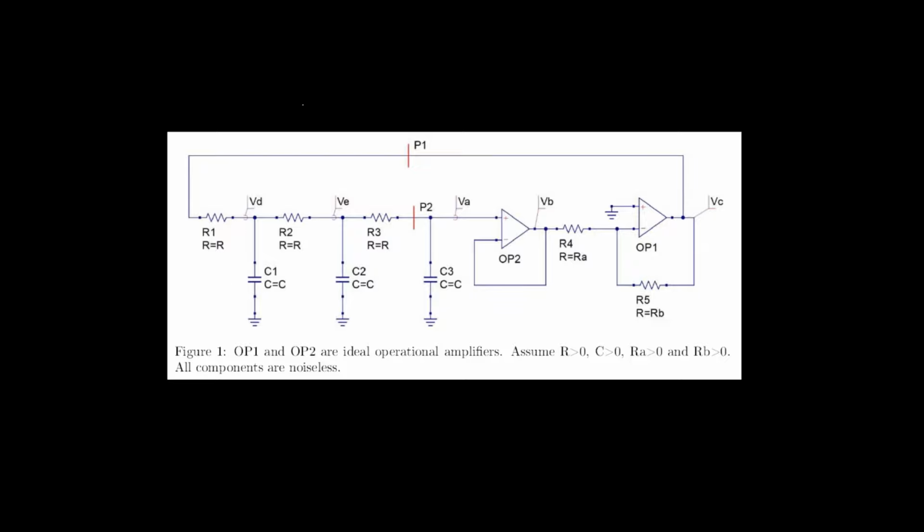We have a frequency selective network, beta, right over here, which consists of these three RC sections. We have a buffer, in the middle of the amplifier and the frequency selective network, which we can recognize by the output of this amplifier being directly connected to the inverting input, so it has a gain of 1, and the gain network, which is this one. It's an inverting amplifier, and we can recognize that by the configuration.